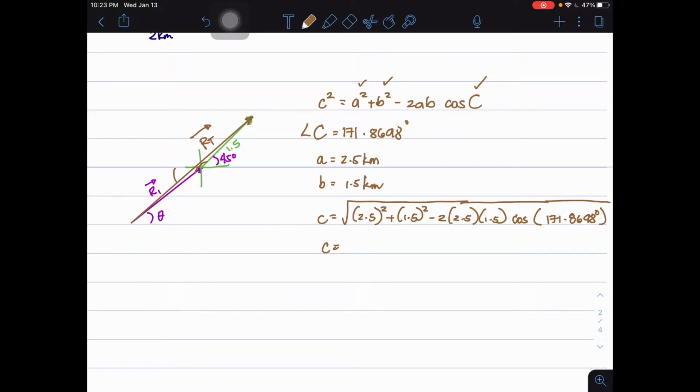Okay, so we have 2.5 squared plus 1.5 squared minus 2 times 2.5 times 1.5 cosine of that angle, then the square root of that answer. We have 3.9905 kilometers for your magnitude. Okay, and for the direction, you need to figure it out.